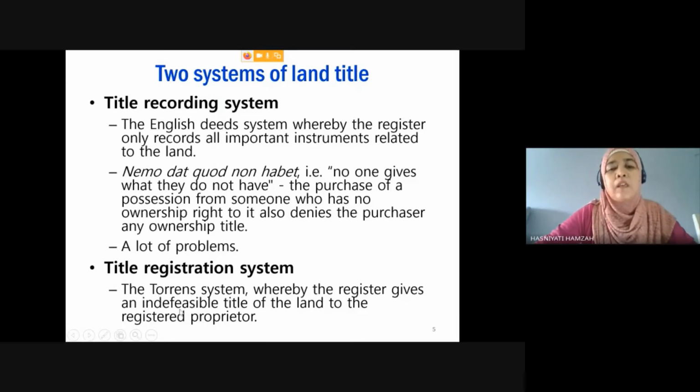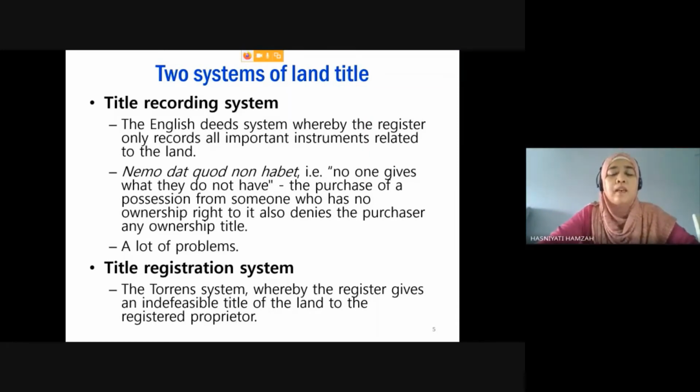Indefeasible means cannot be defeated or cannot be challenged. Okay, so the advantage of the Torrens system over the deed system just now is that the Torrens system is so simple. Whatever you see in the register, that's what you have. That is who the owner is. That is the land area of the land. That is the land use of the land. These are all the conditions on the land. These are all the restrictions and interests in the land. Just follow whatever is given in the document of title. You don't have to keep on checking what happened before.